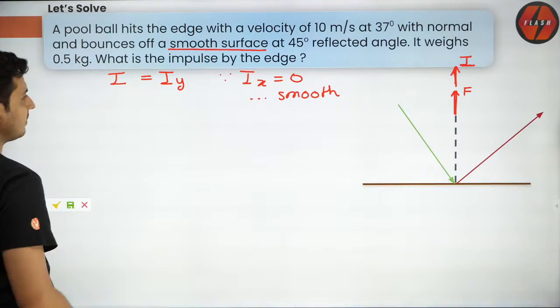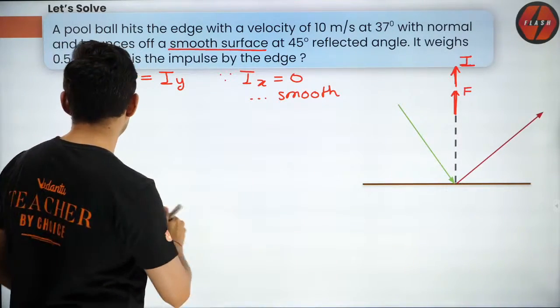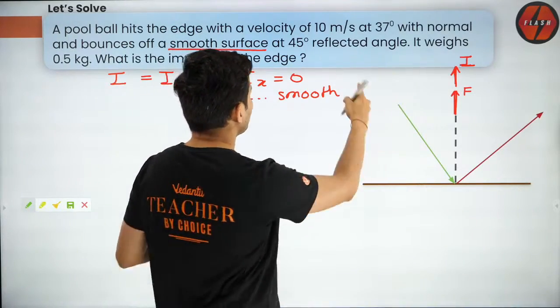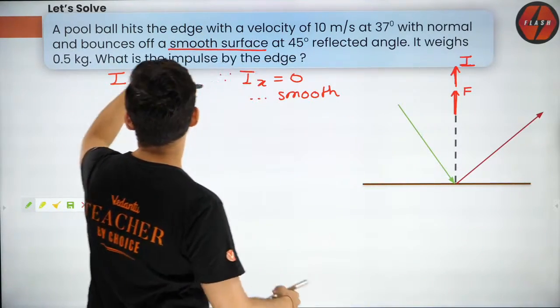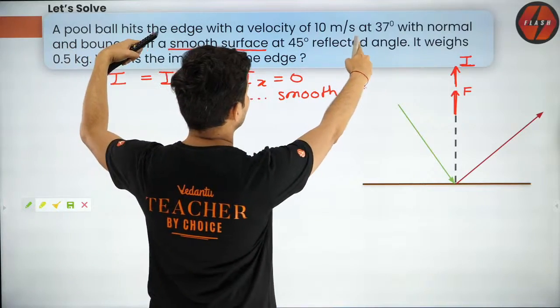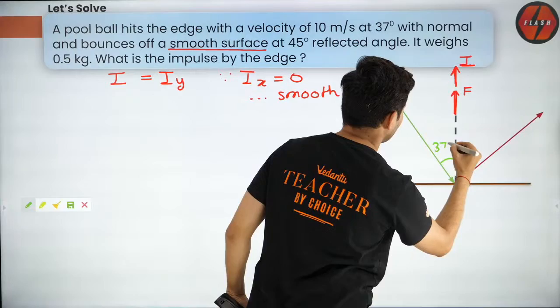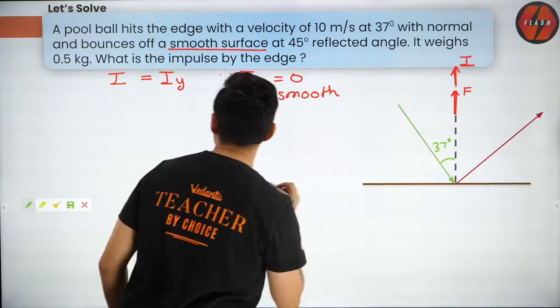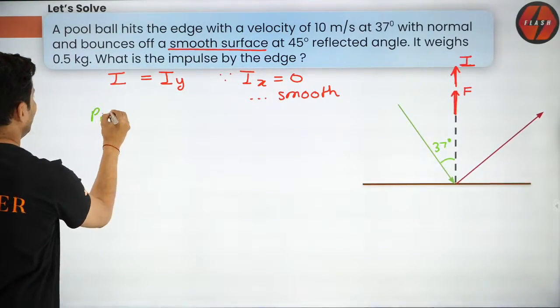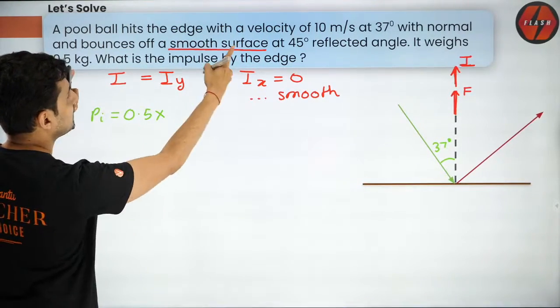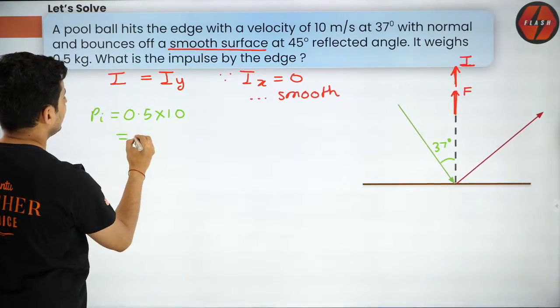Now comes the next part of this. If that's true, let's think what is happening initially. So initially, the momentum which is there, the velocity is 10 meters per second at 37 degrees angle. So this angle over here is 37 degrees. So what is my, I'll just write it here, initial momentum 0.5 kg into 10, right? So that is just going to give me 5.